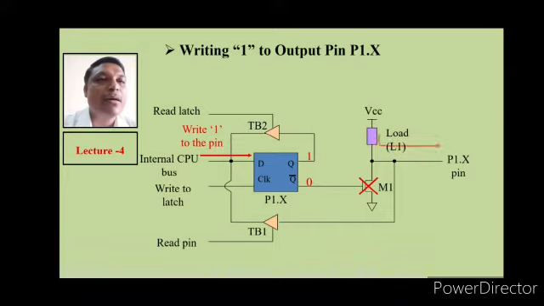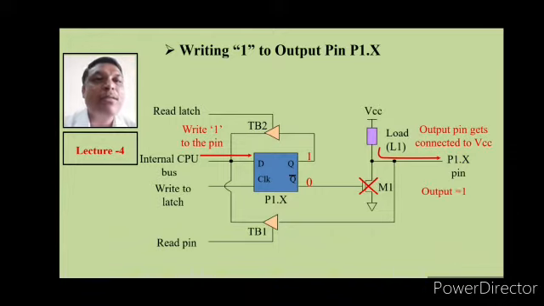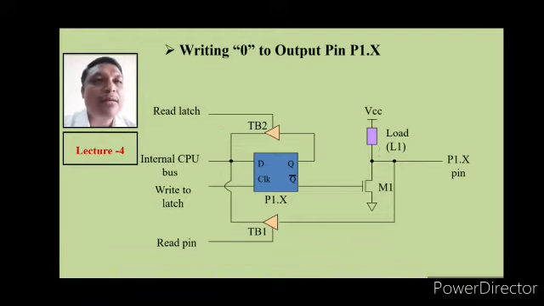Therefore, the current flowing through the load will be diverted towards the pin instead of going towards the ground through switch M1. Therefore, output becomes connected to VCC, therefore output is at level 1. Hence we can say that this input 1 will be transferred at the output in this way. Similarly, if we have to write 0 to the pin, then in the same way this 0 will be transferred at the output.